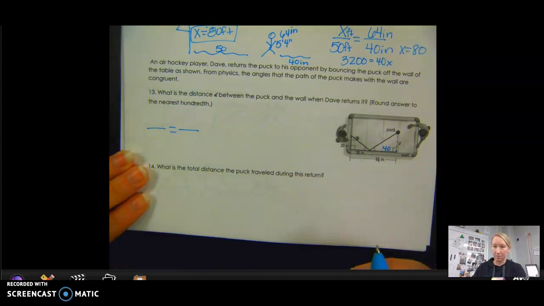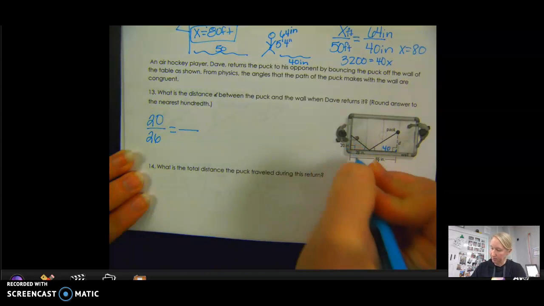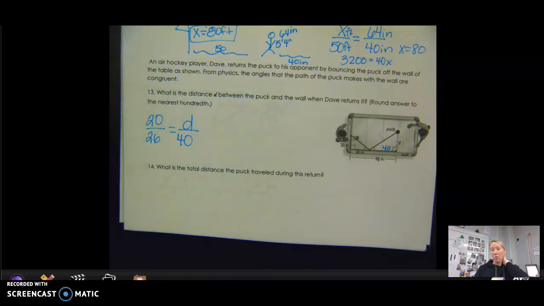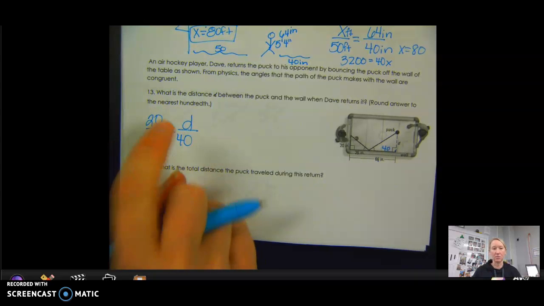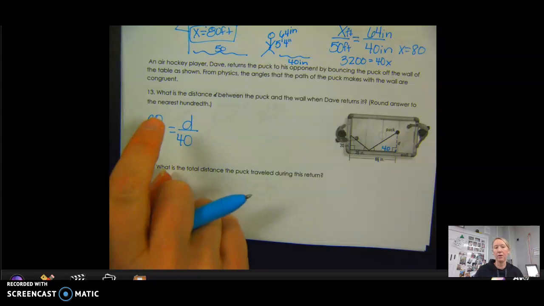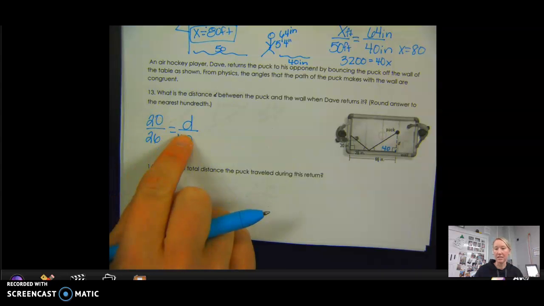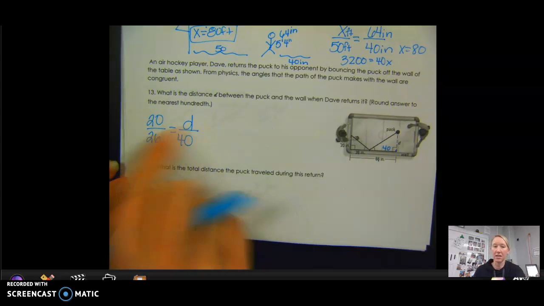So now I can set up a proportion. I can do 20 over 26, so side over bottom, equals d over 40. Now, there are a whole bunch of different ways to set up proportions. So this is not the only way that you have to set up this proportion, okay? To check to make sure that your way works, make sure that the numbers diagonal from one another are the same. So like I have 20 and 40 diagonal from one another, you should have 20 and 40 diagonal from one another. Same thing here.